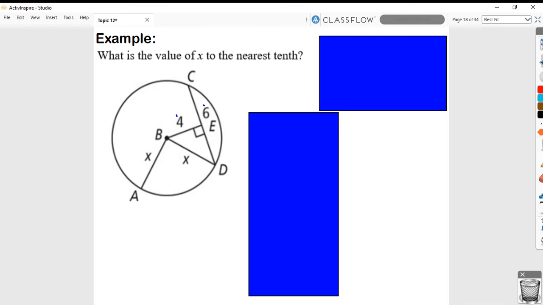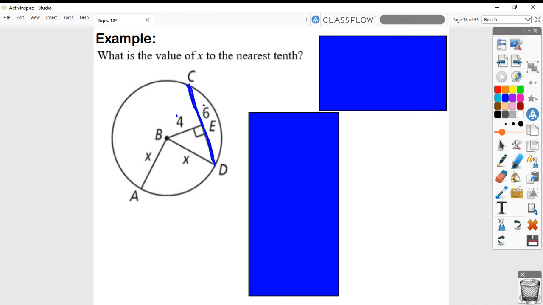I see that the 6 is talking about this whole entire chord. 6 is talking about the length of that chord CD. Now we also see right in here, let me highlight it for you, a right angle. And according to these theorems that we've been talking about, if you've got a right angle, something that is perpendicular from the center of the circle that's running into the chord, it is going to split that chord into 2 equal pieces. And we know that each of those equal pieces is going to be 3 units long.